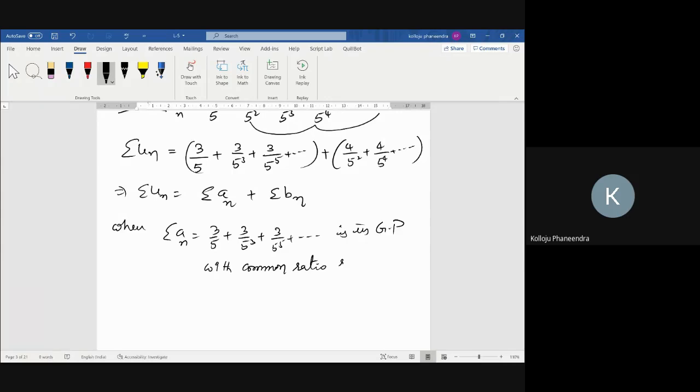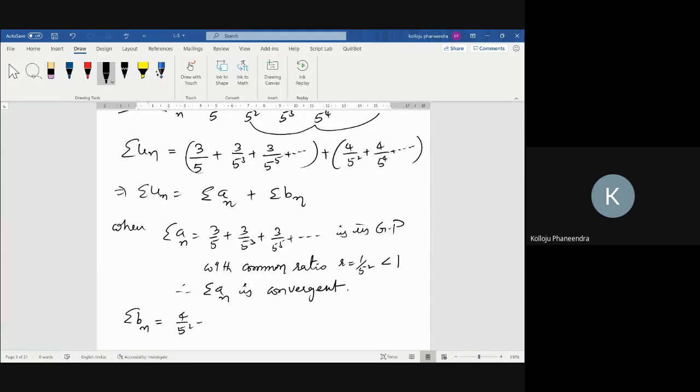What is that? R equals 1 by 5 square, means less than 1, right? Is it correct? Yes, sir, it is less than 1. Therefore, sigma an is what? As per the geometric series test, it converges, right? Convergent. Similarly, what is the sigma bn series?